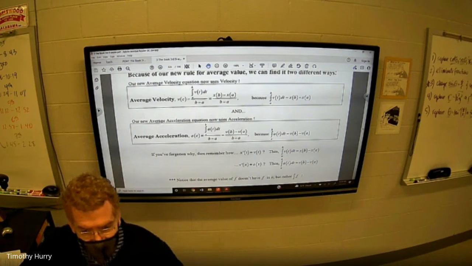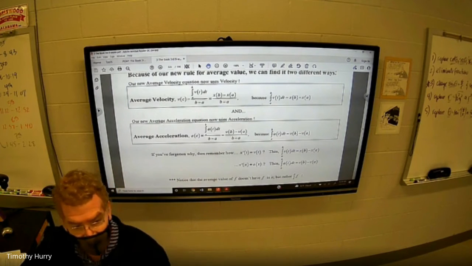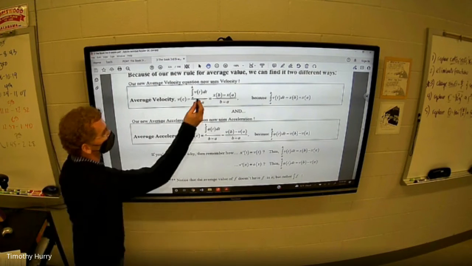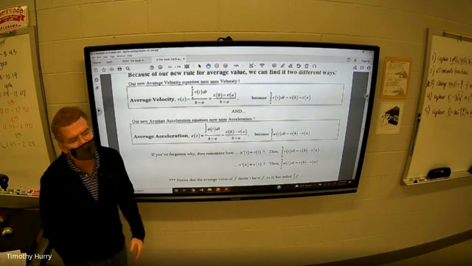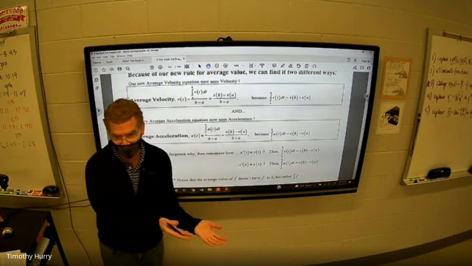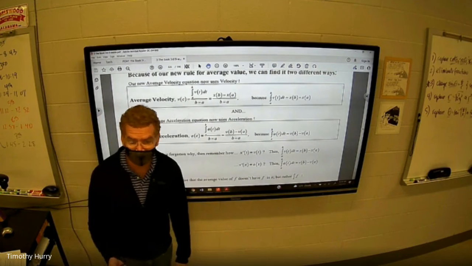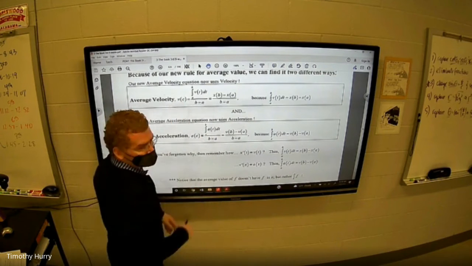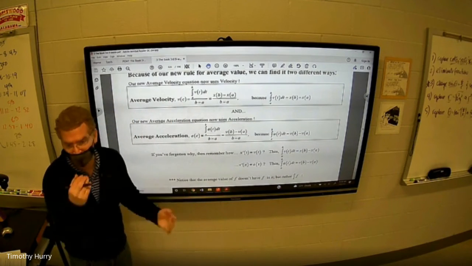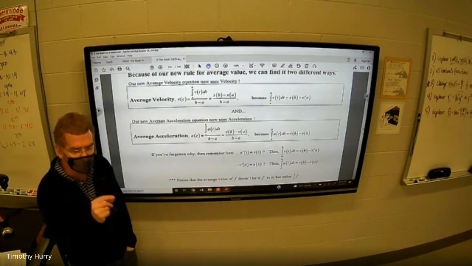But if you didn't have the position function and you had the velocity function, you could go straight to this right here. But on the flip side, if you did just have the x function, you could use it, bam, right there, or you could take the derivative of it and use it right here. You have two options. But the bottom line is don't confuse.